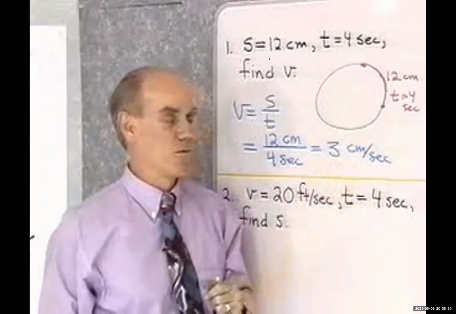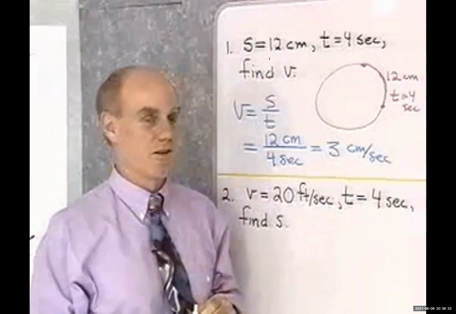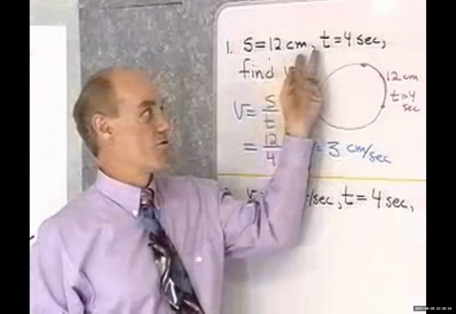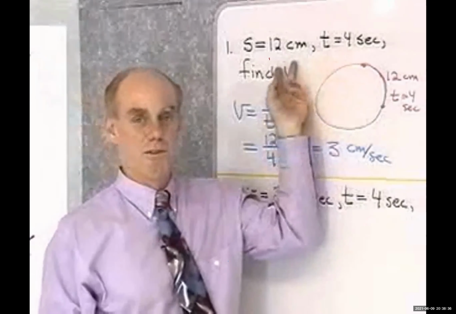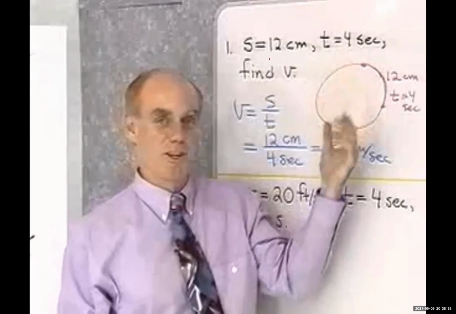So linear velocity is pretty easy to find. It doesn't depend on the radius of the circle. All we need is the distance traveled and the amount of time t. We divide distance by time, and we end up with linear velocity.